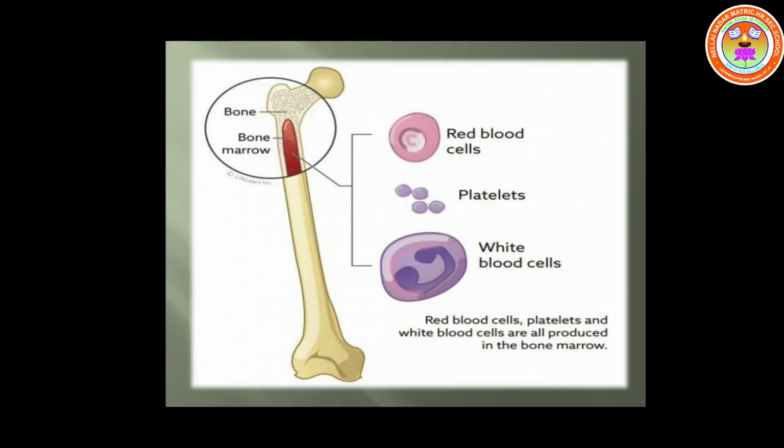Where are the blood cells produced in our body? The blood cells like RBC, that is red blood corpuscles or red blood cells, platelets, and WBC, white blood corpuscles or white blood cells, are produced in the bone marrow.